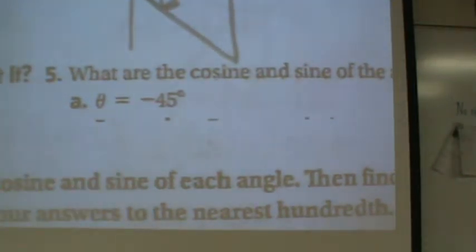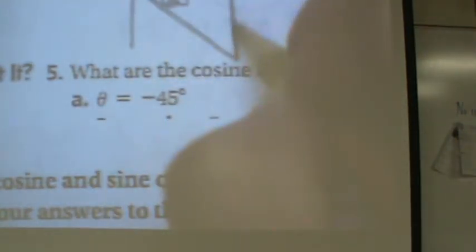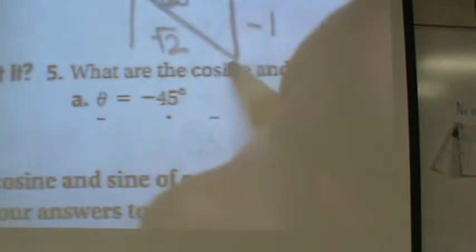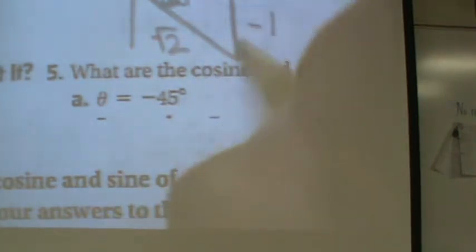So if you're in quadrant 4, and this is a 45 right here, 45 degrees, can you name these two sides? 1, 1. 1, and then what's this? -1. Now, why am I calling this -1? Because you're in the 4th quadrant and the y value is negative.